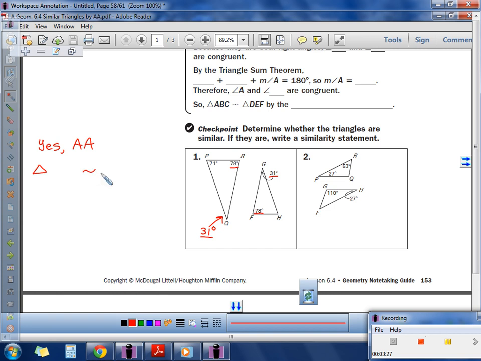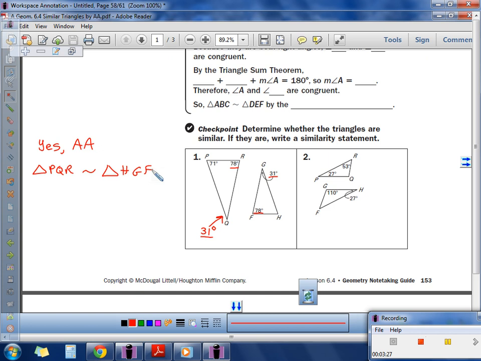Write a similarity statement. So triangle something is similar to triangle something. Who has a good similarity statement? P, Q, R, H, G, F. Let's double check. Does F match with R? 78, 78? Yep. G match with Q? Looks good. Yep. All right. That's a nice similarity statement.